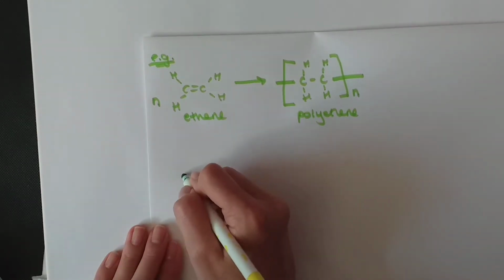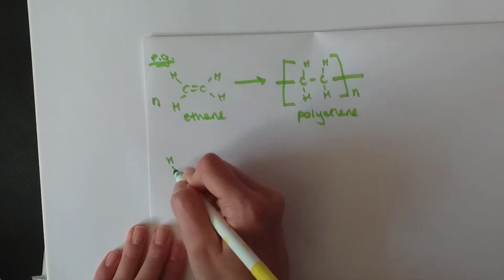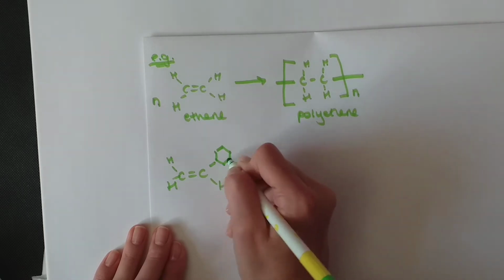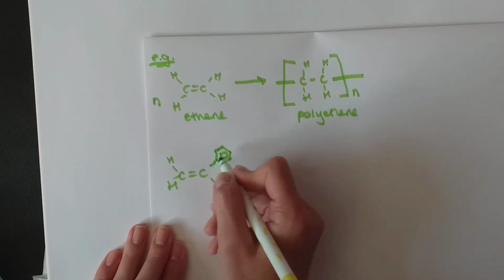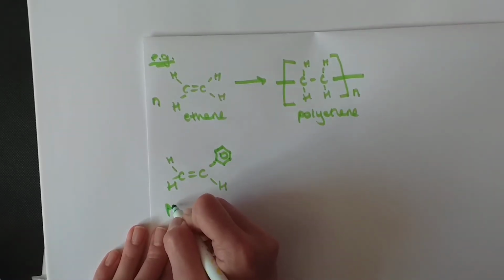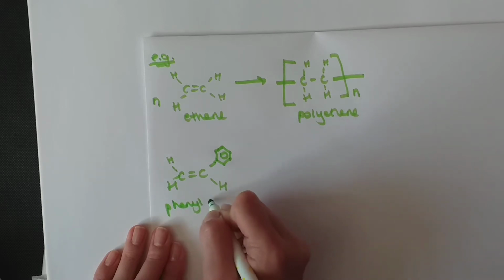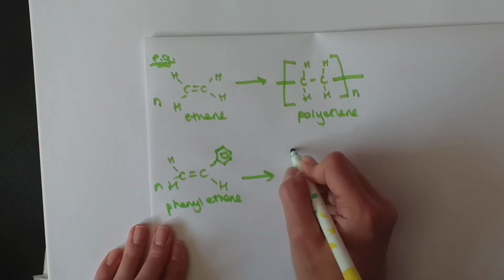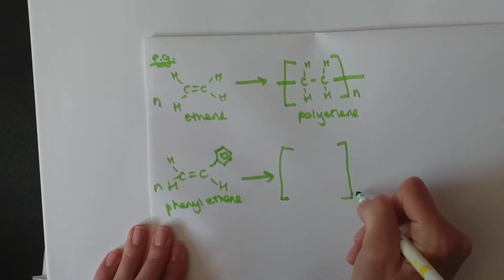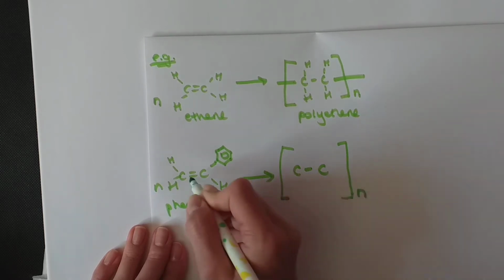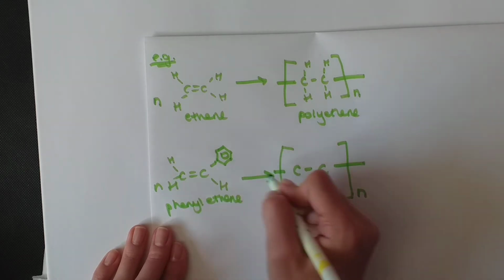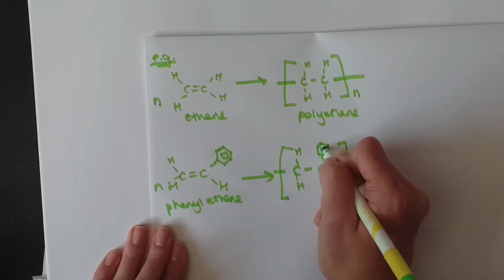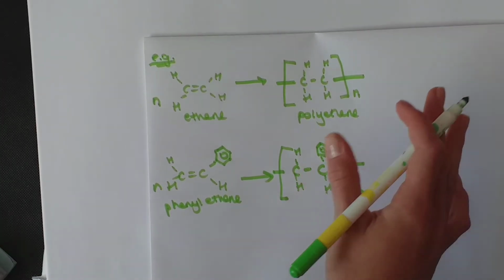Okay, let's do a second example. This time we have phenylethene. Phenylethene means we have this phenyl group right here instead of one of the hydrogens. So it's called phenylethene. Again, put that n on the side. Then we have our brackets, n. We have 2 carbons, the double bond opens up, and we just write the other elements that are bonded to our carbons.